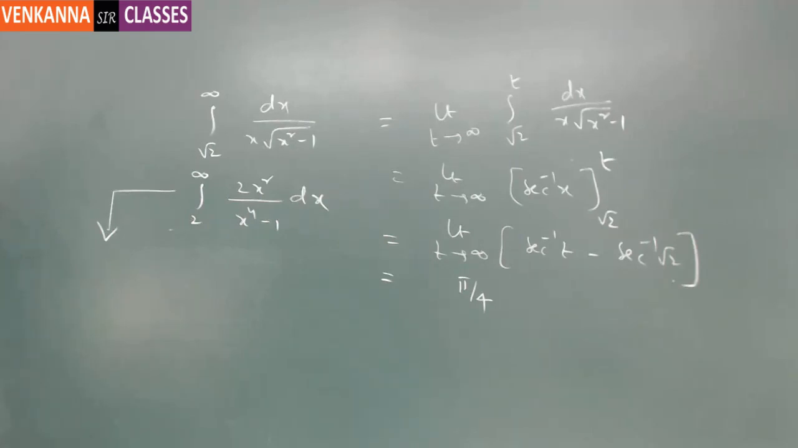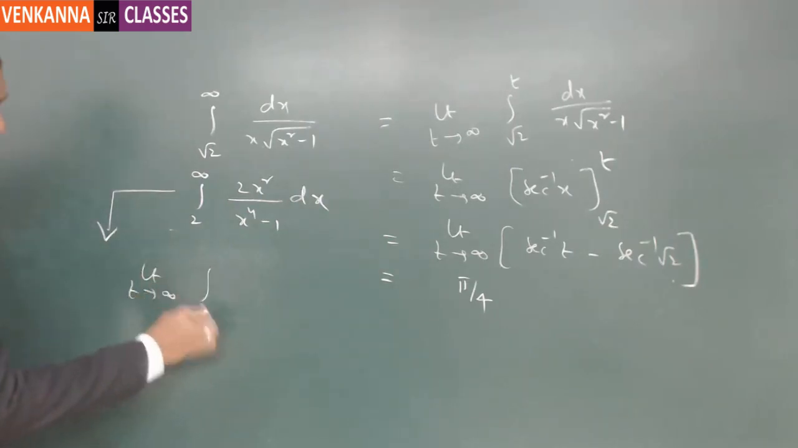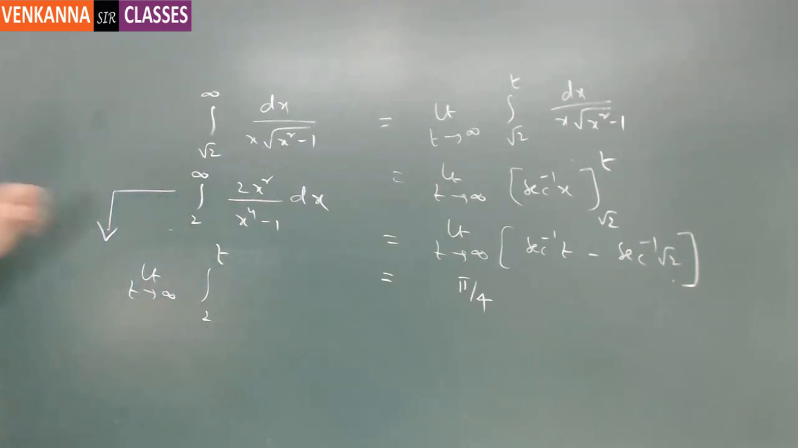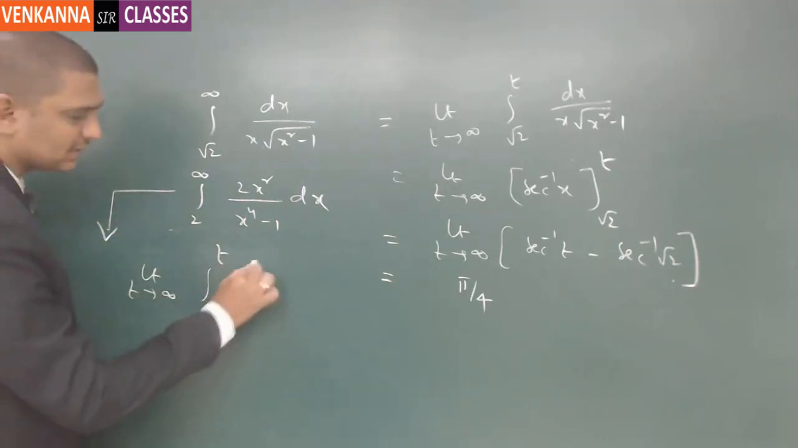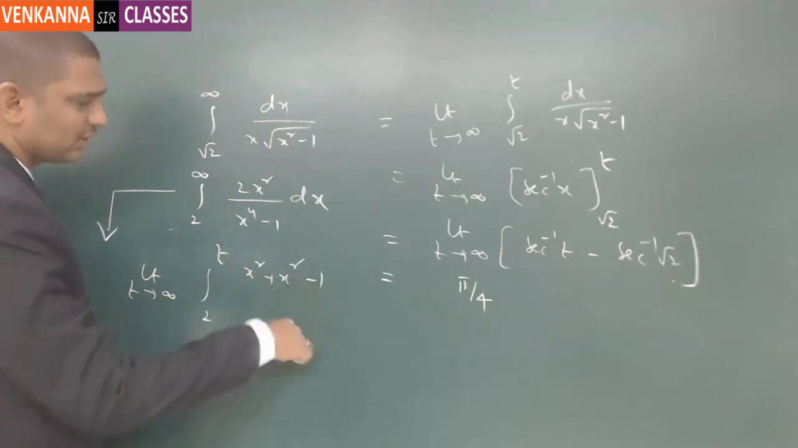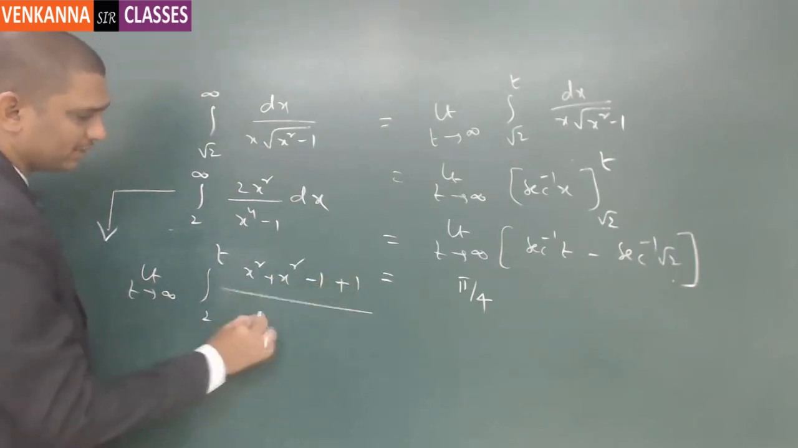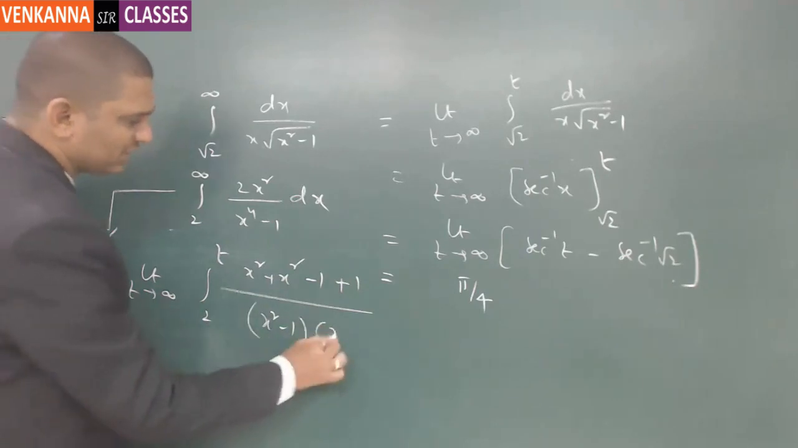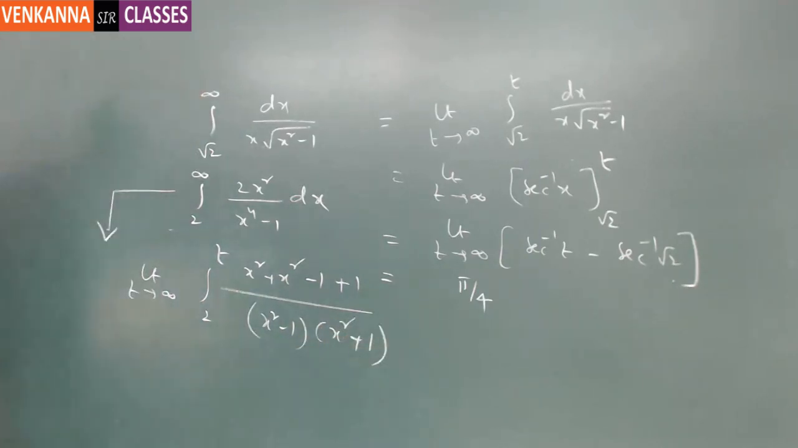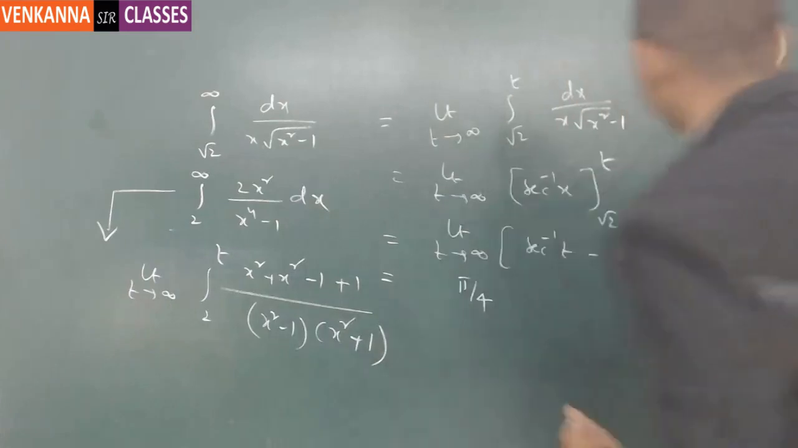Now how to do this? So here we are going to do it like this: limit t tends to infinity, integral 2 to t. Here I will write it as x square plus x square minus 1 plus 1 by x square minus 1 into x square plus 1. Yes, because this kind of stuff you have done earlier. So I will make space here.